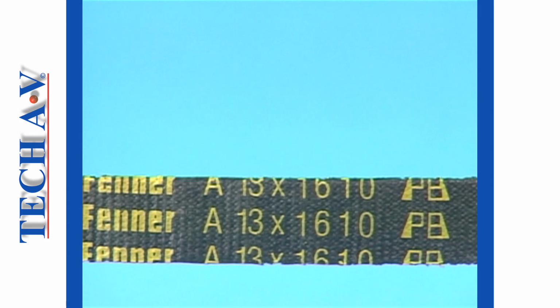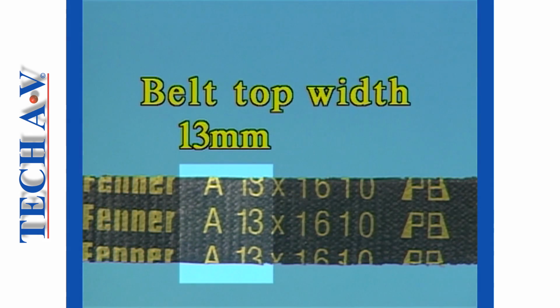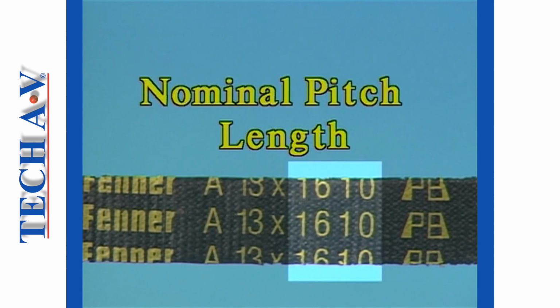In this example, we see the manufacturer's information for a classical V belt of A section. The number 13 again refers to the belt top width in millimeters. The figure 1610 refers to the belt's so-called nominal pitch length.